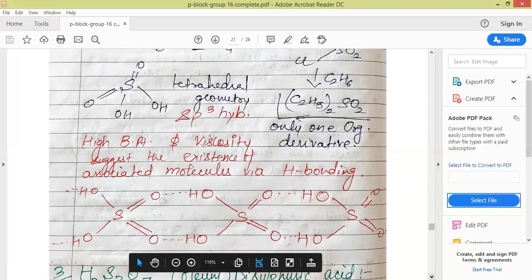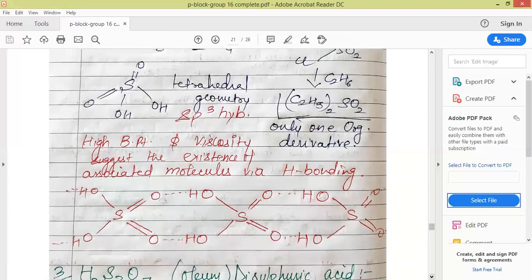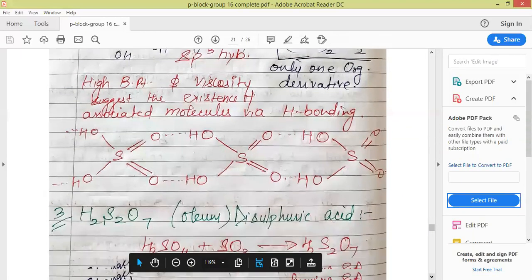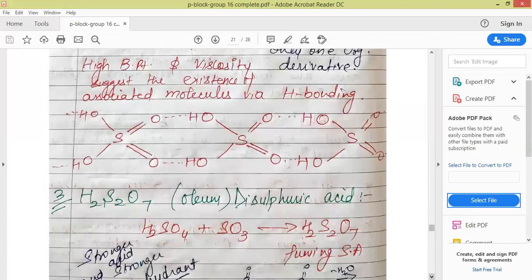Next property is that it has a high boiling point and viscosity. Its high boiling point and viscosity suggest that it exists in associated form, that there must be some additional bonding present in the molecules of sulfuric acid. So it was found that there exists hydrogen bonding, and this is the structure of hydrogen bonded sulfuric acid. Sulfuric acid exists in this form. This was suggested based upon its high boiling point and viscosity.